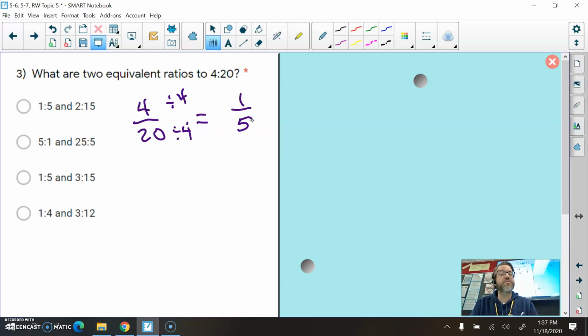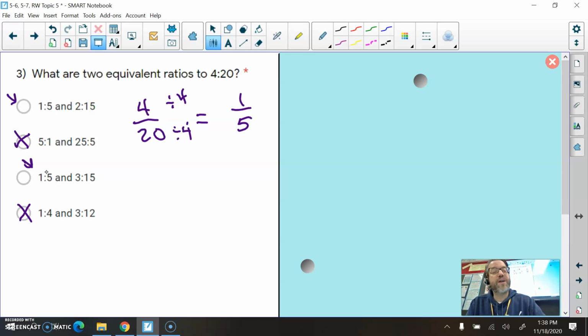And I actually do see the ratio 1 to 5 here. I see it here as well. 5 to 1 is definitely not right. And 1 to 4 we can see is not right because 1 to 5 and 1 to 4 are not the same thing. Okay, so it's down to these 2 options here, 1 to 5, or this one here also has 1 to 5.